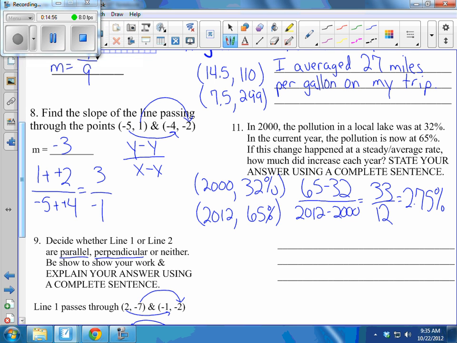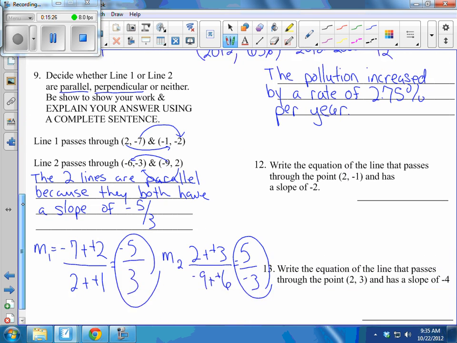So how much did it increase each year? The pollution increased at a rate of 2.75% per year. Okay, that's number 11. Let's go check out number 12.